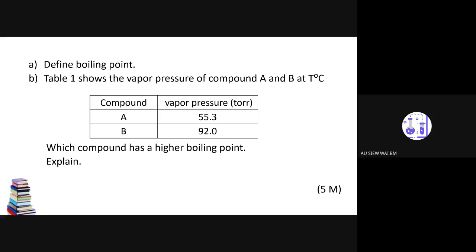Define boiling point, and Table 1 shows the vapor pressure of compounds A and B at T degrees Celsius. Which compound has a higher boiling point? Explain your answer. A and B, mana compound ada higher boiling point? A. Kenapa? Because the higher the boiling point, the lower the vapor pressure.